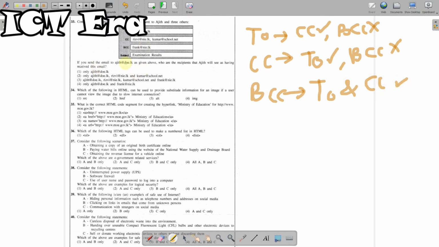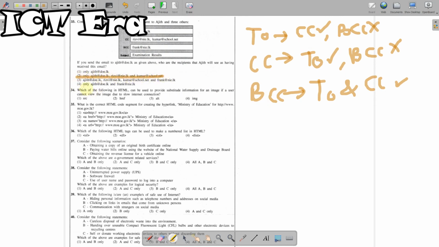If you send the email to Ajit at doe.lk as given above, who are the recipients that Ajit will see? So Ajit can see. Ajit means To, no? Then he can see the carbon copy people. That means only Rizvi and Kumar. Second one, only Ajit, Rizvi and Kumar.